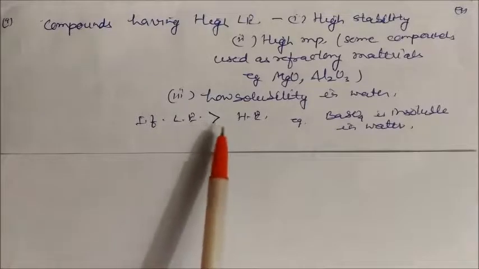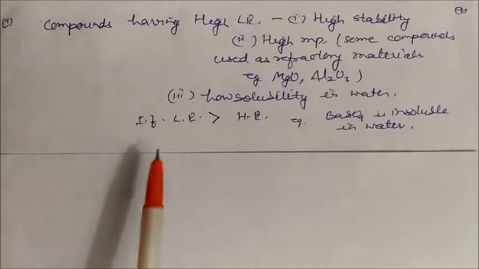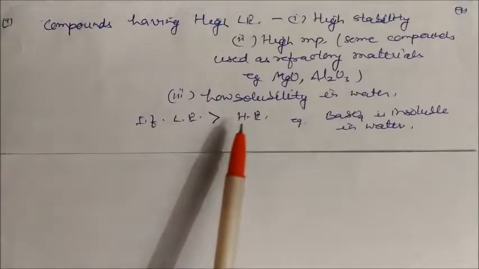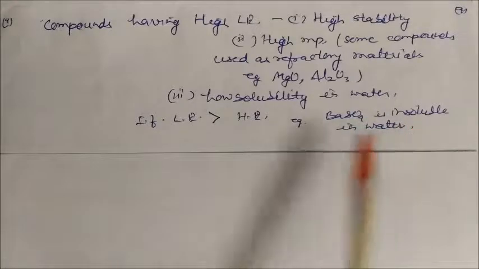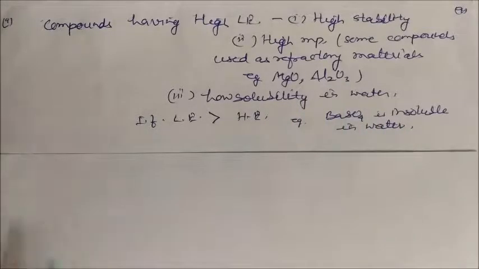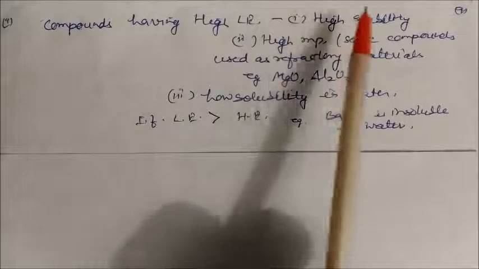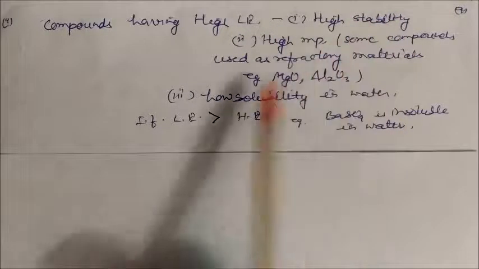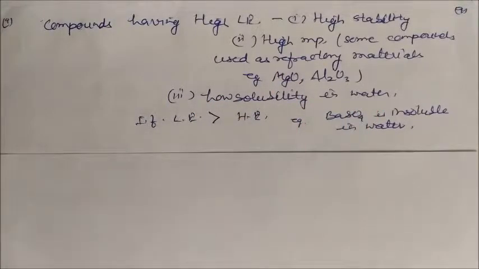third point: they have low solubility in water because of the high lattice energy. Like if lattice energy is very high compared to hydration energy, then in that case barium sulfate is insoluble in water because its lattice energy is very high. So high lattice energy will cause these three factors: stability, high melting point and low solubility in water. So these are the applications of lattice energy actually.